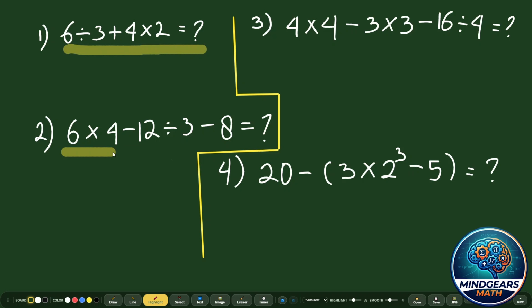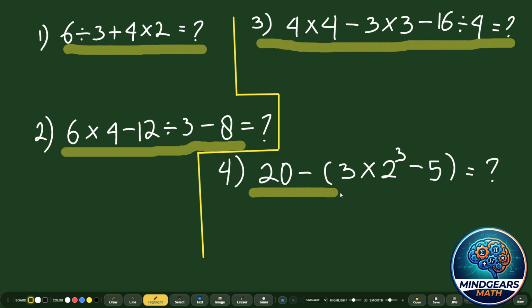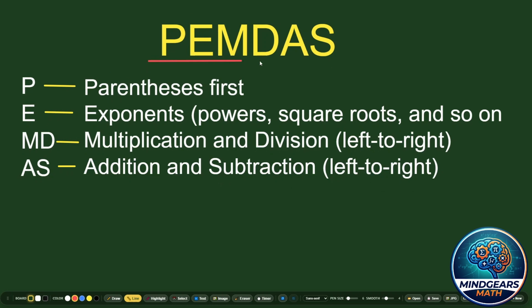In this video, we will solve 4 easy order of operations math problems. Remember the PEMDAS rule. P, parentheses first. E, exponents, powers, square roots, and so on. M and D, multiplication and division, left to right. A and S, addition and subtraction, left to right.